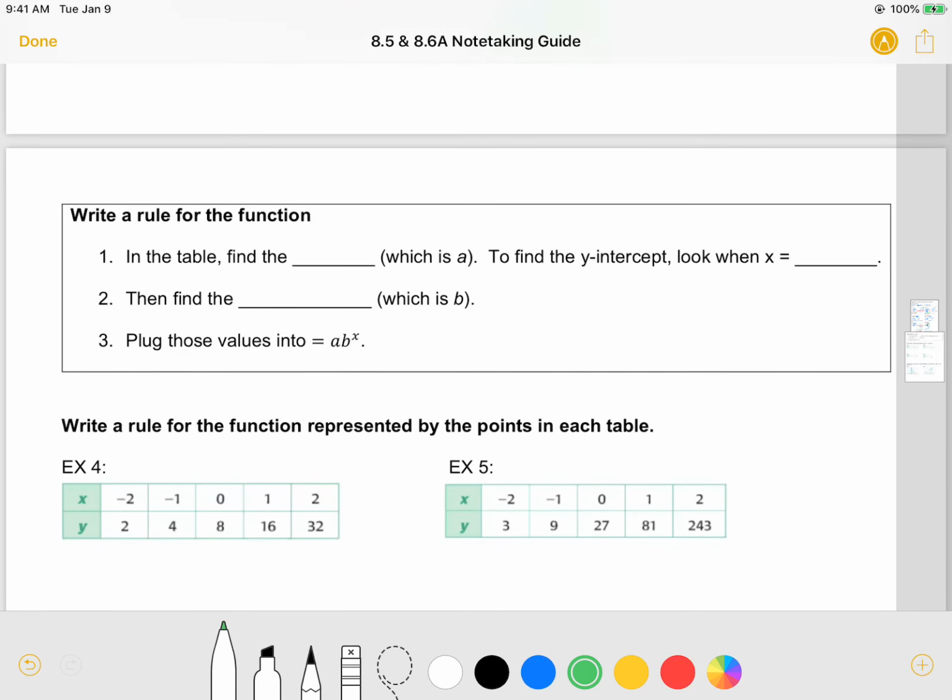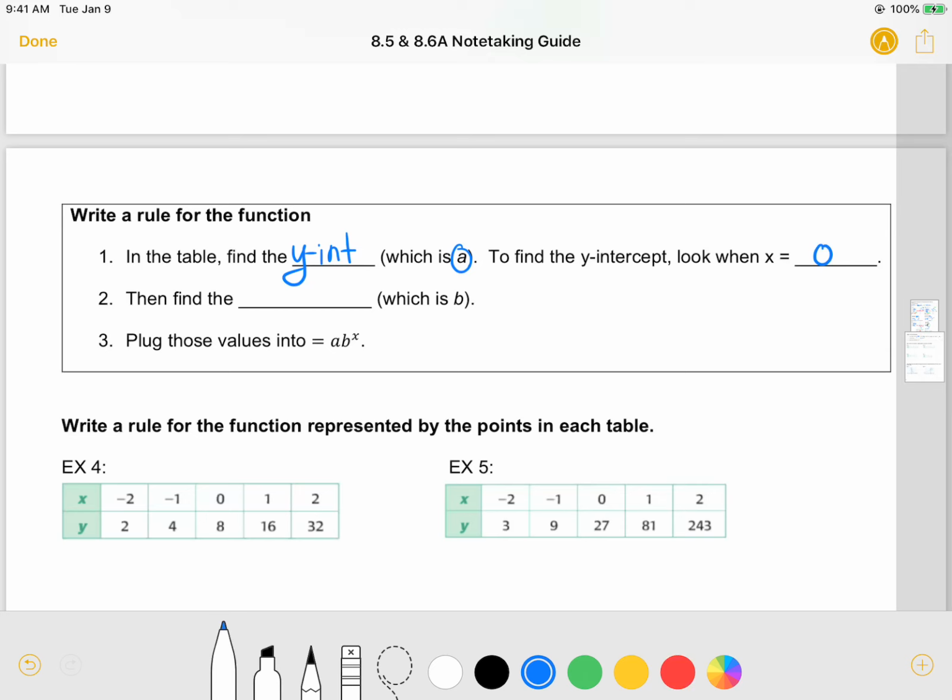All right, let's go ahead and flip over to the back side there, and we're going to talk about how to write a rule for an exponential function. So I'm going to give you 3 steps for writing a rule here. Okay? So the first thing is if you have a table or a graph, you are going to find the y-intercept, and that's going to be a. Okay, so the y-intercept is a, and we can identify the y-intercept when x is equal to 0.